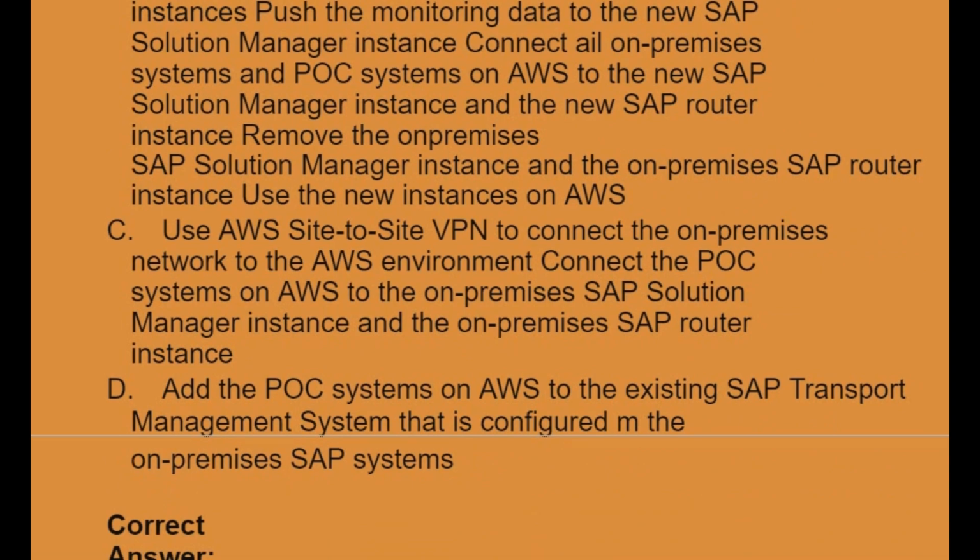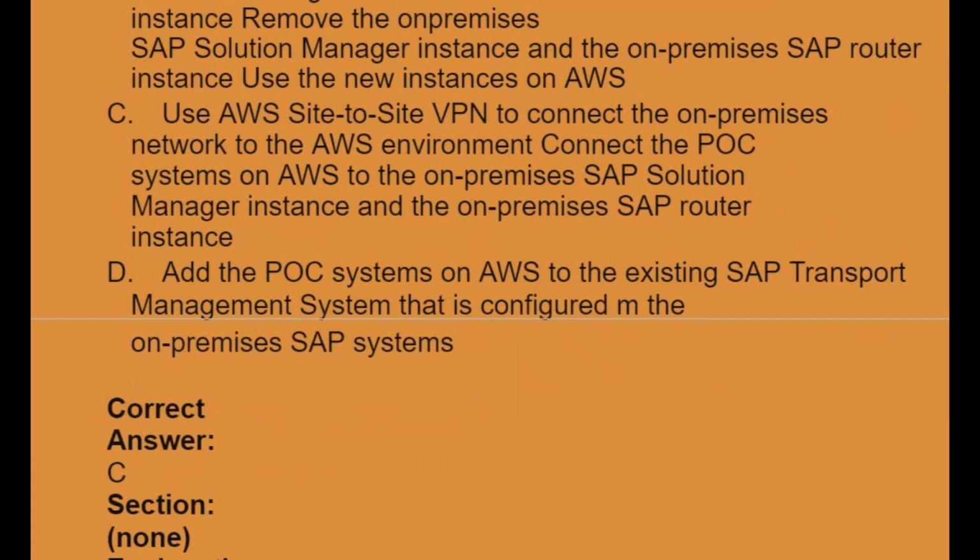Option C. Use AWS Site-to-Site VPN to connect the on-premises network to the AWS environment. Connect the POC systems on AWS to the on-premises SAP Solution Manager instance and the on-premises SAP Router instance. Option D. Add the POC systems on AWS to the existing SAP Transport Management System that is configured in the on-premises SAP systems. Correct answer is option C.